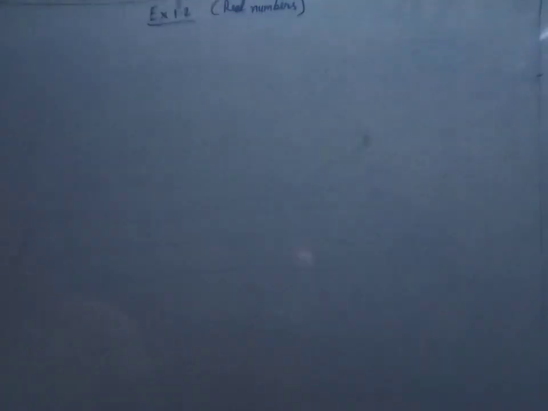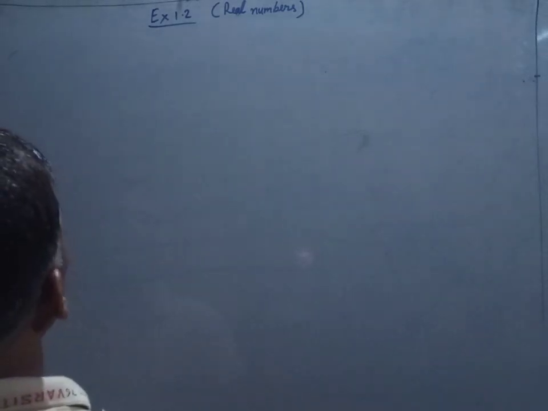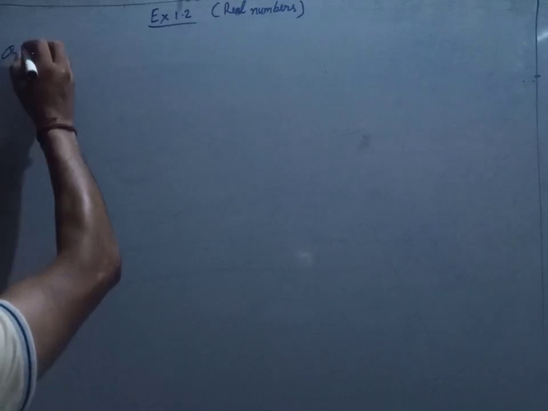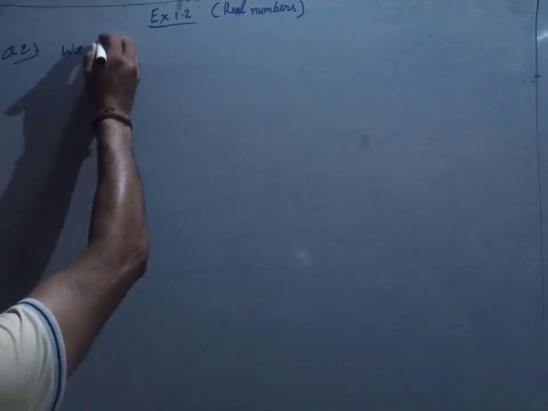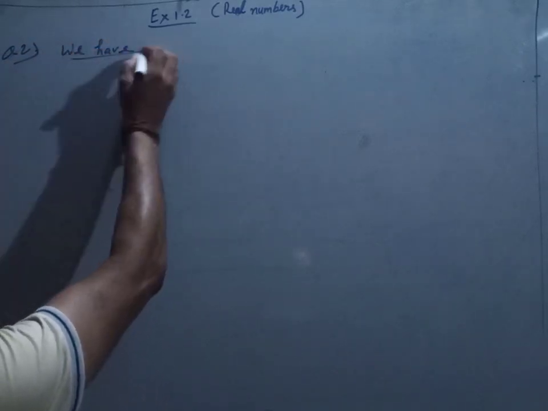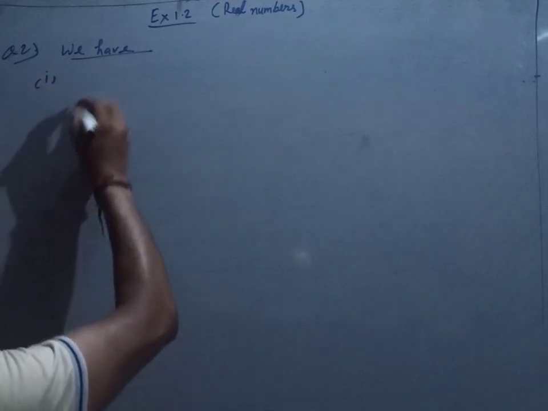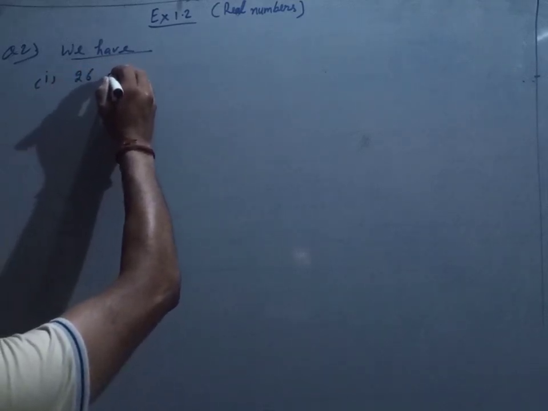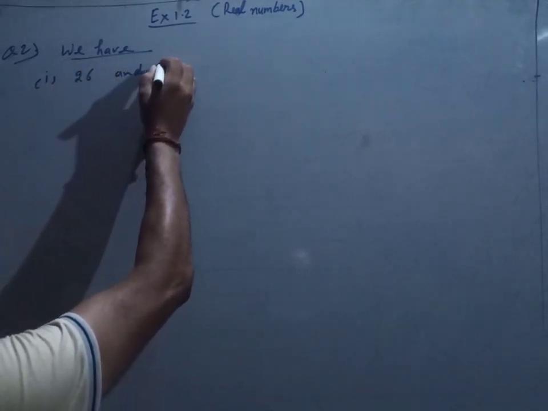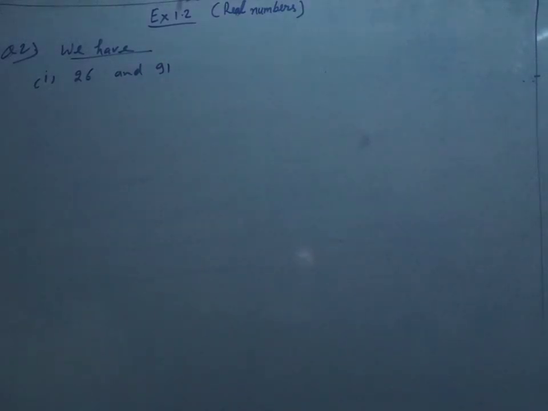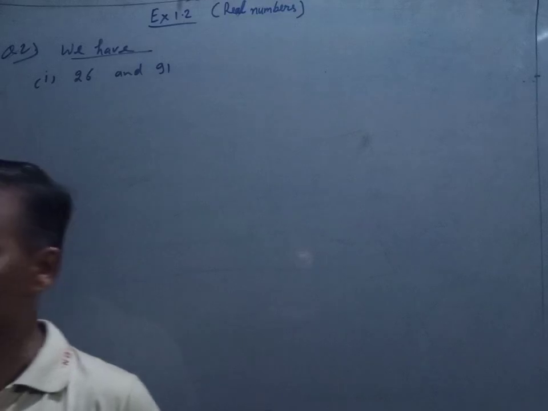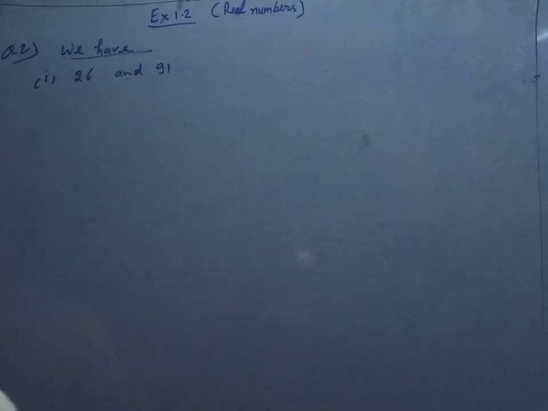Question number 2, first part: we have 26 and 91. So students, you have two numbers, 26 and 91.